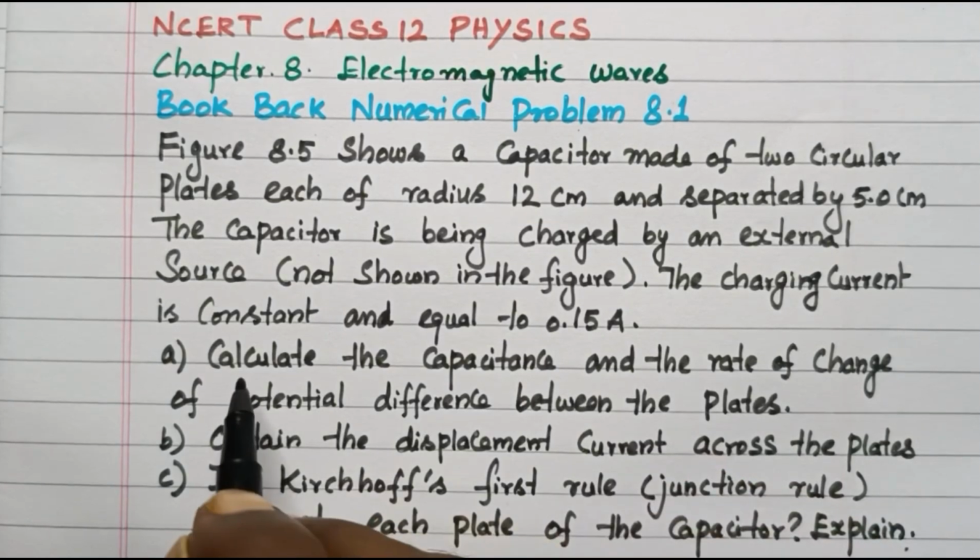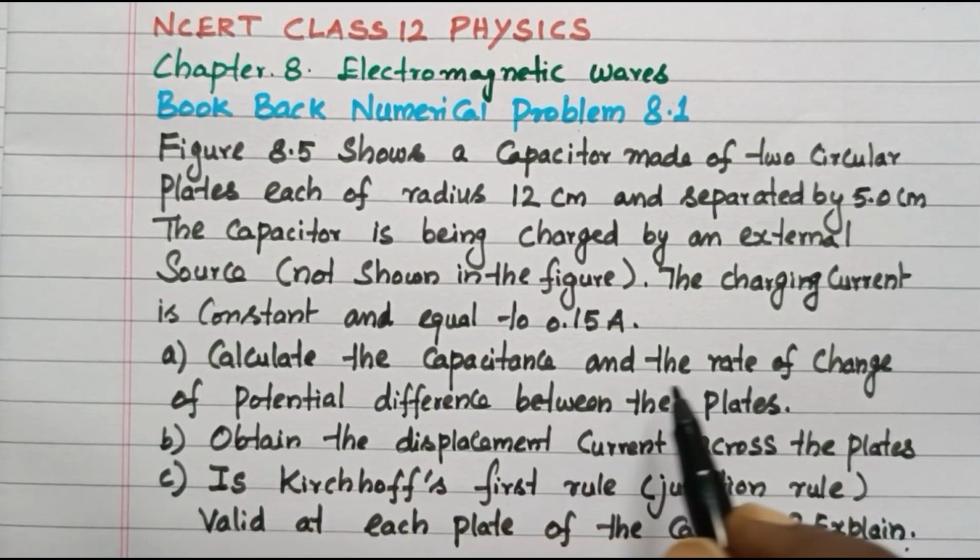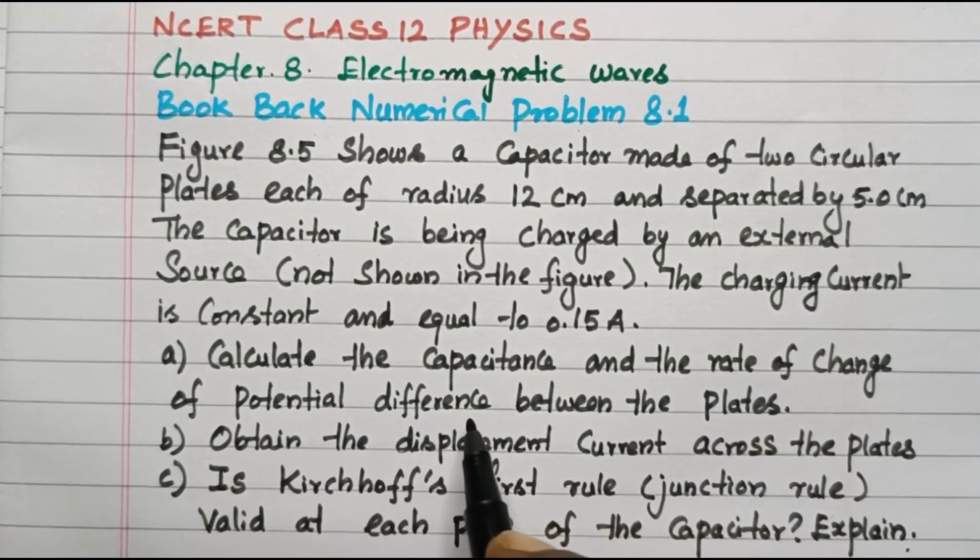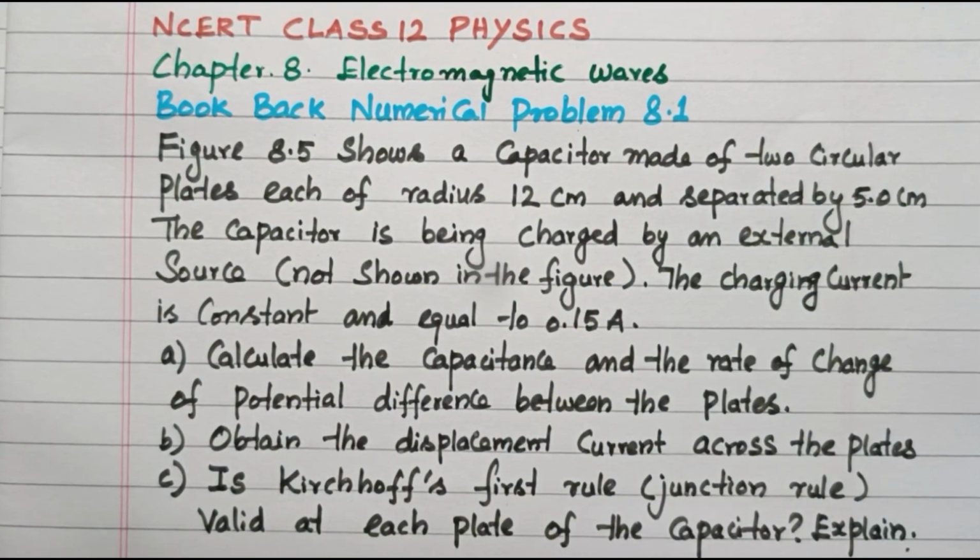What is asked? We have to calculate the capacitance and the rate of change of potential difference. Next, we have to find the displacement current. Lastly, we have to answer this question, that is, is Kirchhoff's first rule valid at each plate? We have to explain our answer also. Now let us see how to answer this problem.